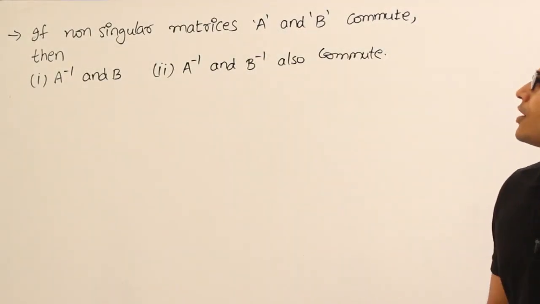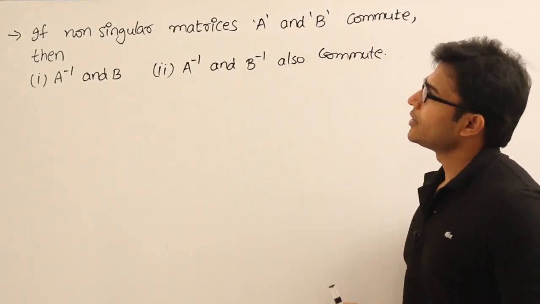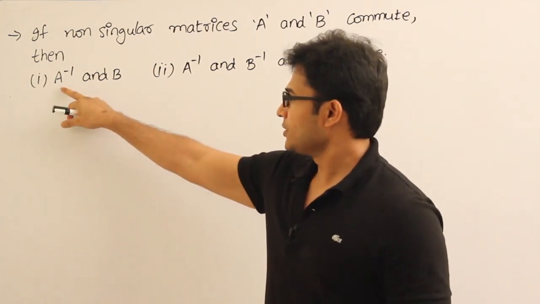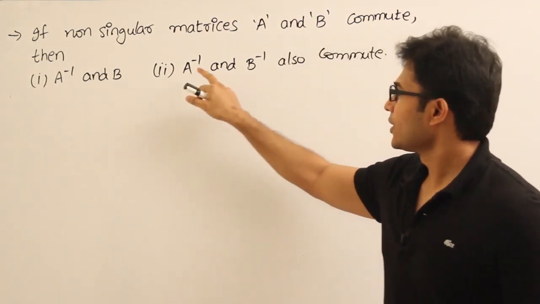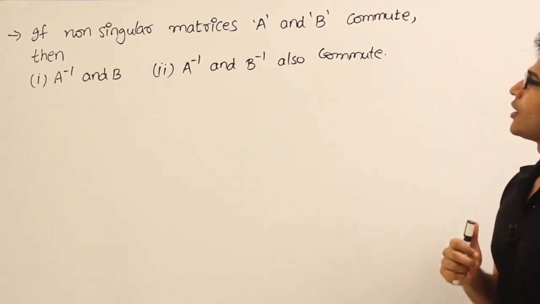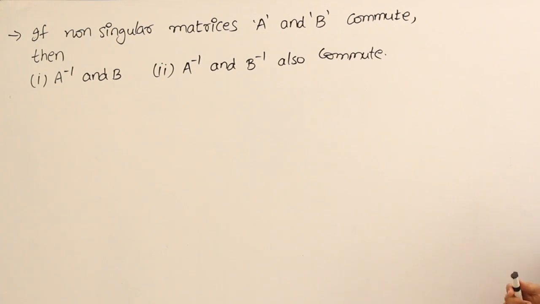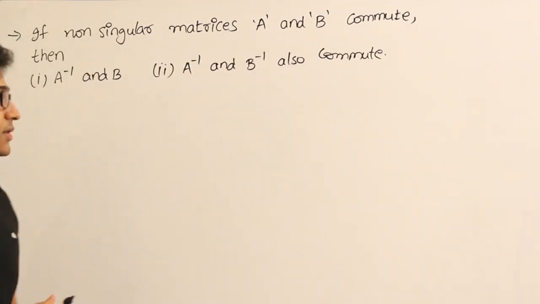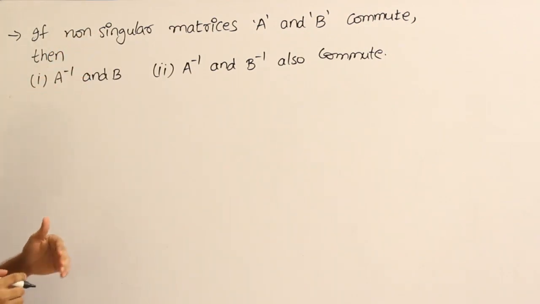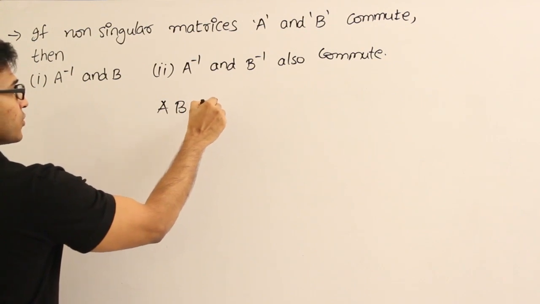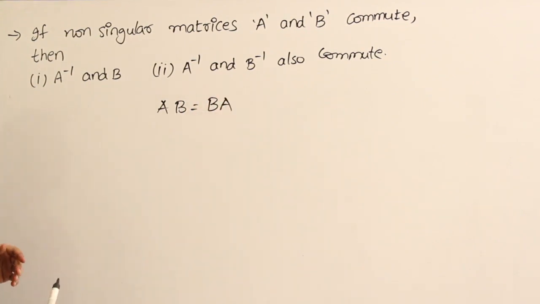If non-singular matrices A and B commute, then we are supposed to show that A inverse and B commute, and in the same way A inverse and B inverse also commute. So what does that mean? A and B commute means, from the given statement, A into B equal to B into A. This is the meaning of A and B commute, right?